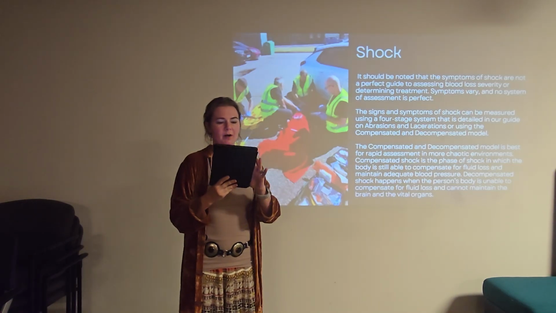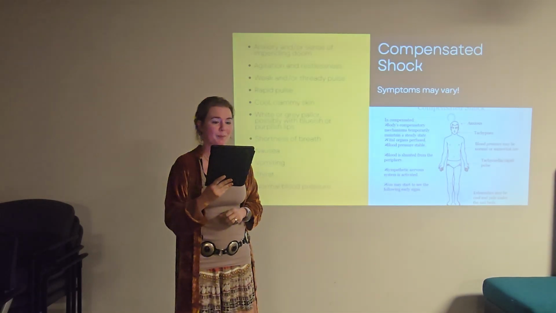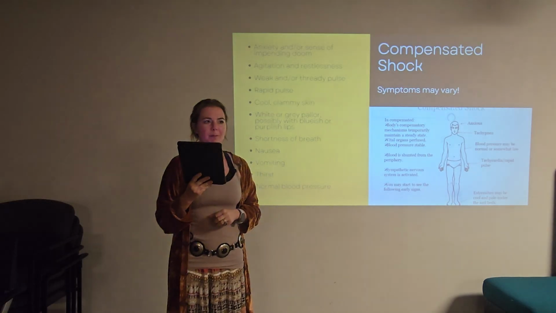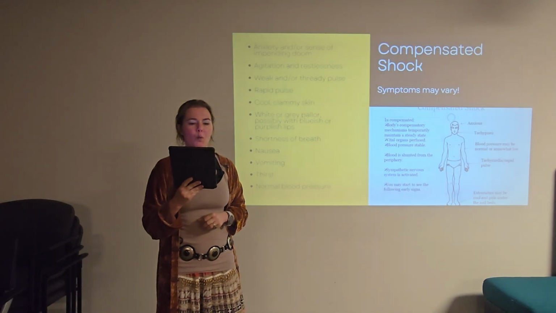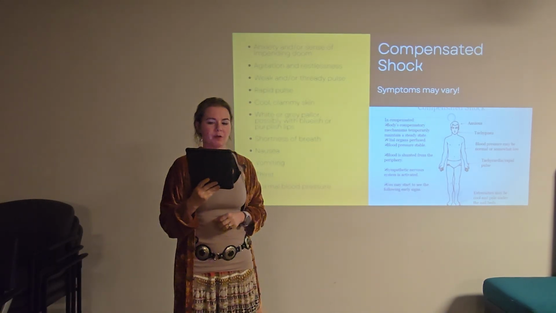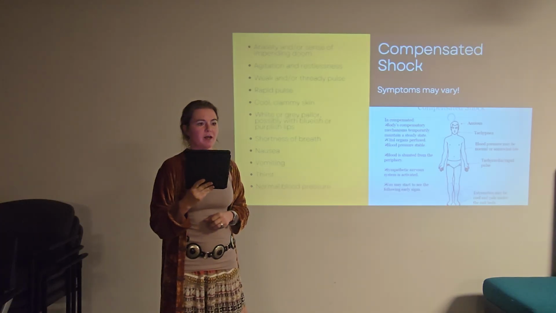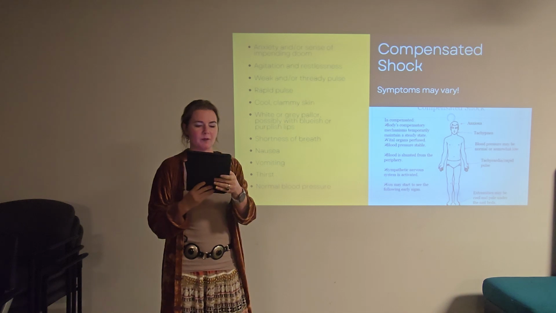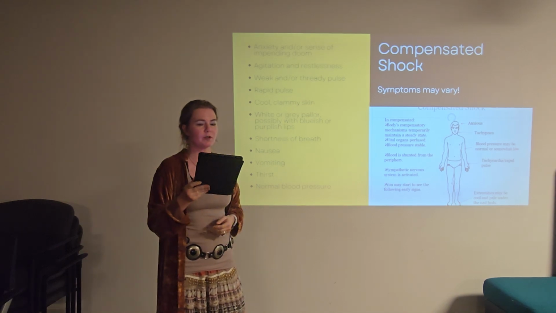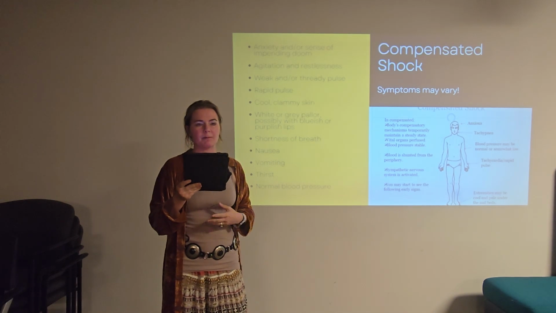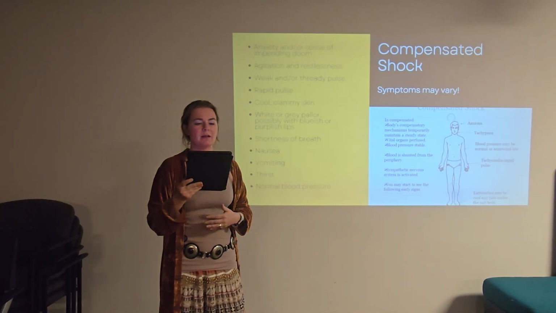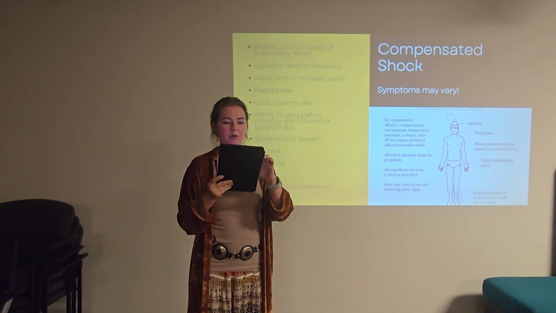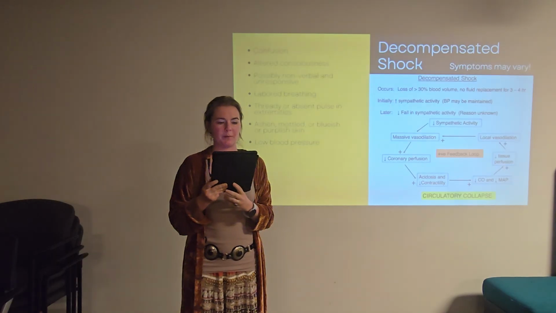Compensated shock symptoms are anxiety and a sense of impending doom, agitation and restlessness, weak and or thready pulse, rapid pulse, cool and clammy skin, white or gray pallor, especially with bluish or purplish lips, shortness of breath, nausea, vomiting, thirst, and normal blood pressure. Decompensated shock looks like confusion, altered consciousness, possibly nonverbal and unresponsive, labored breathing, thready or absent pulse in extremities, ashen, mottled or bluish or purplish skin, and low blood pressure.